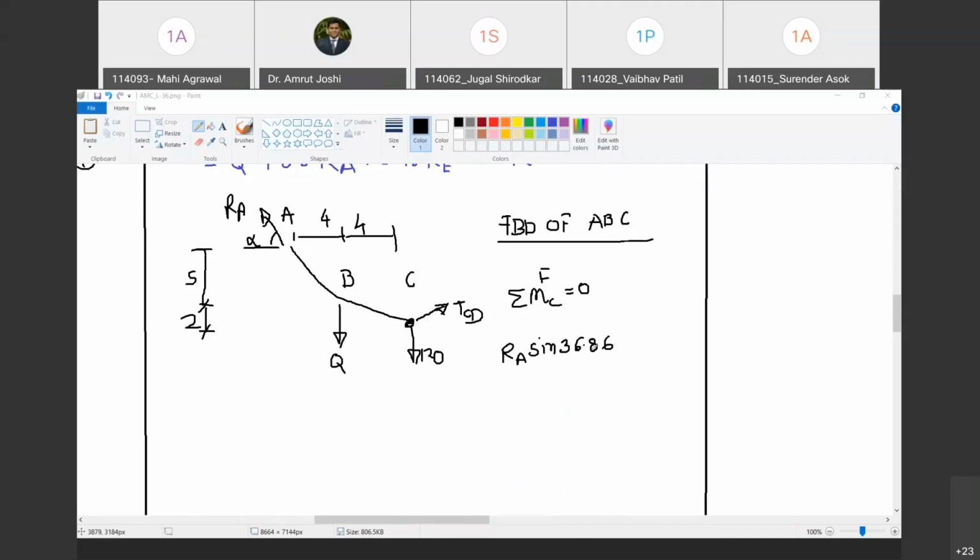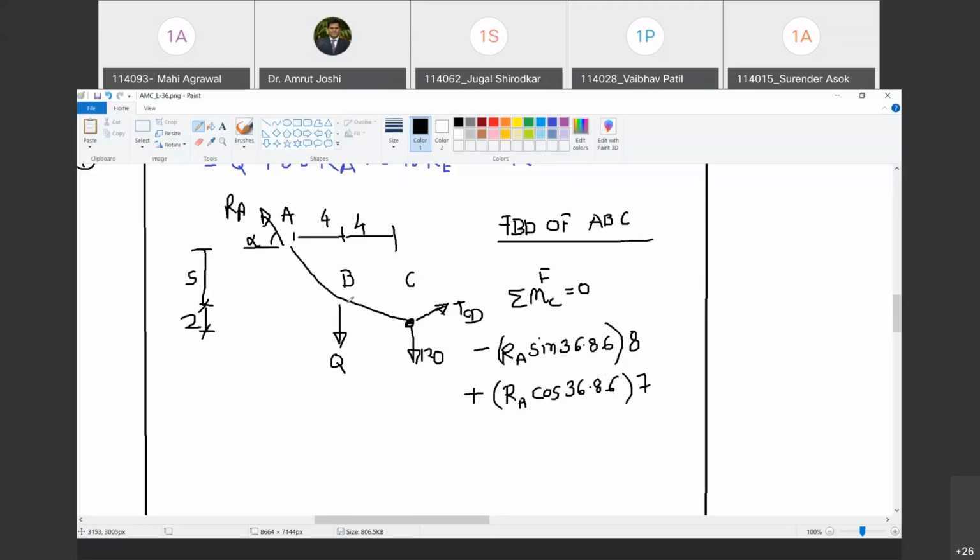Yes, I did that. So RA sine 36.86 multiplied by 8. Are you able to understand this? Yes, sir. And this is minus. Now RA cos of 36.86. This is the horizontal component of RA multiplied by the vertical distance, and that distance is 7. Happy? Yes, sir. And that produces anticlockwise moment, therefore plus.